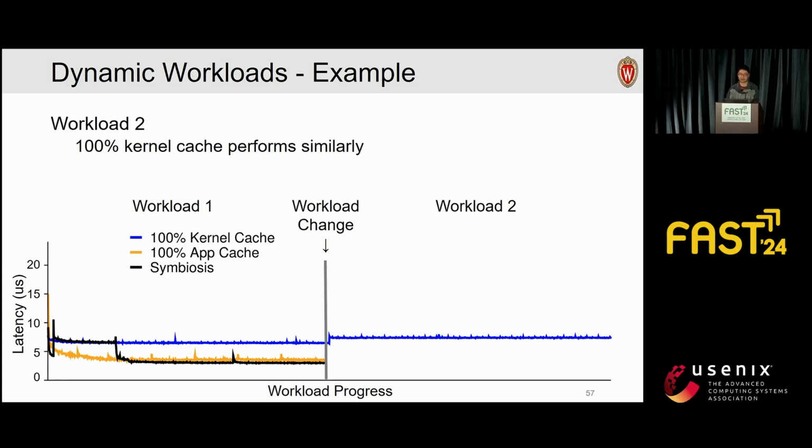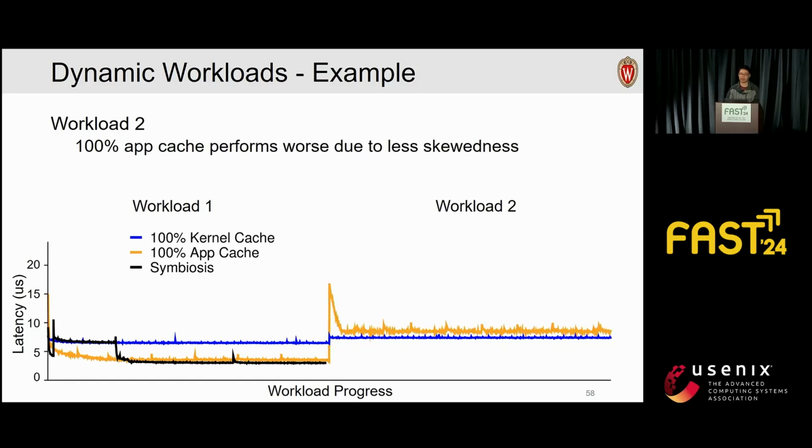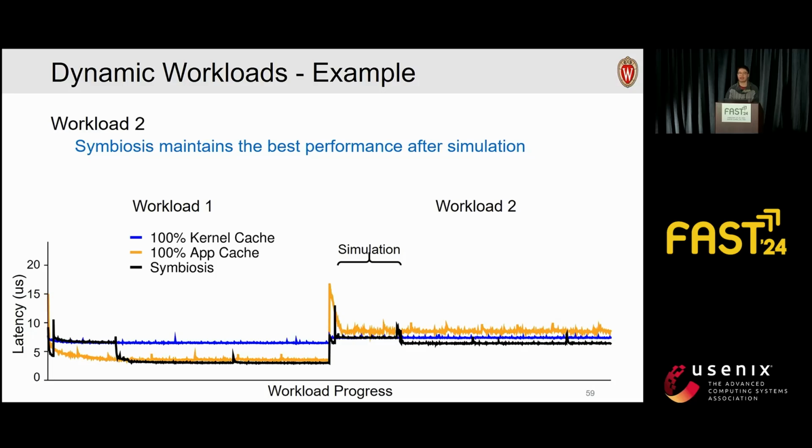Now let's proceed to workload 2. The blue line, giving all the memory to the kernel cache, performs similarly because the kernel cache still holds all the compressed data. The orange line, giving all the memory to the application cache, performs worse because the workload is less skewed and the application cache no longer holds the entire hotspot. The black line, Symbiosis, detects the workload change, starts another round of simulation, adapts to a new configuration, and performs better.